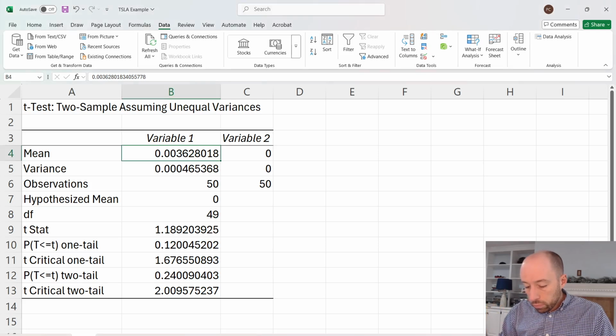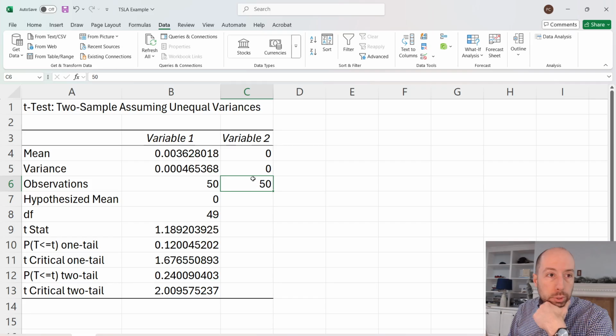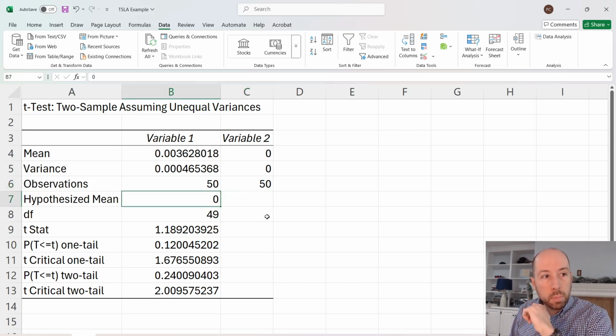All right, so I've got my average here. I've got my variance here, which is not the standard deviation or the standard error, but I recognize the average as the same thing that I used to create a t-statistic in the previous example. I see that I have 50 observations, which is true for both variables because I happen to have chosen 50 observations for both variables. I've got a hypothesized mean.